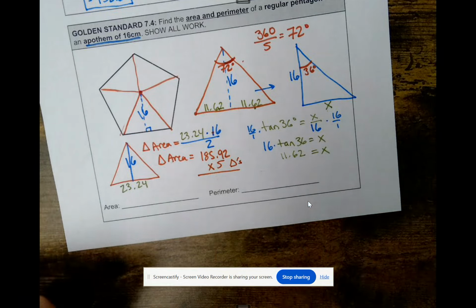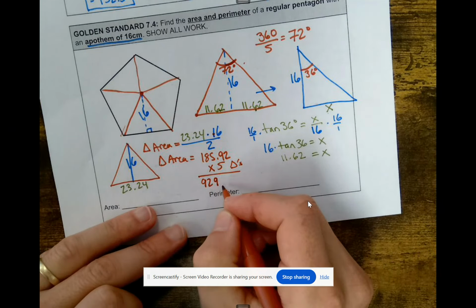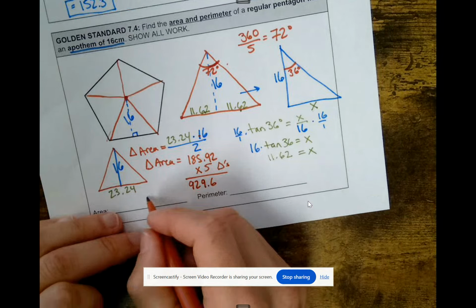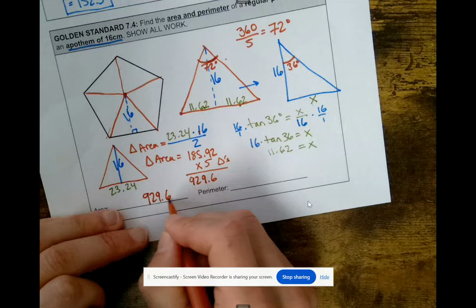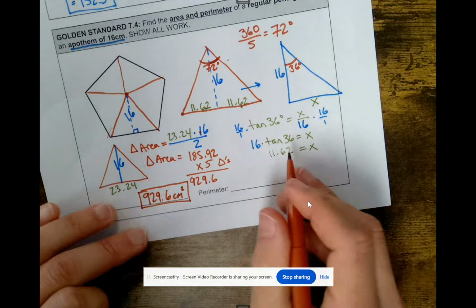So our total pentagon area is 929.6 square centimeters. All right, that's step one.